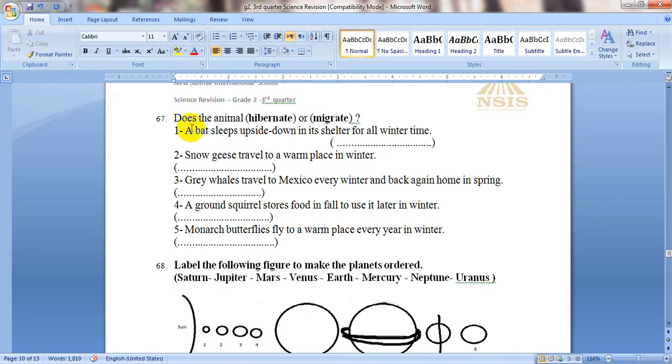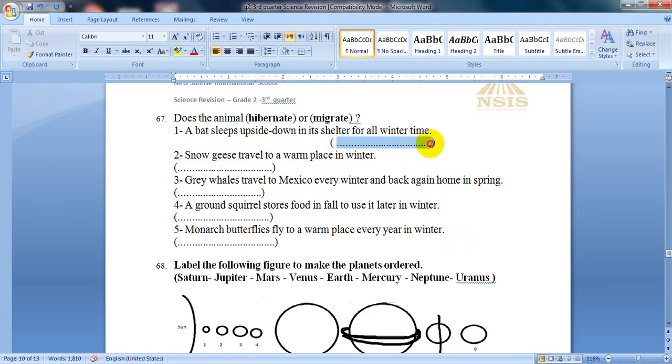Let's read number 1. A bat sleeps upside down in its shelter for all winter time. It's sleeping for all winter time. So what does it make like this? It hibernates. So a bat hibernates because it is sleeping in its shelter.